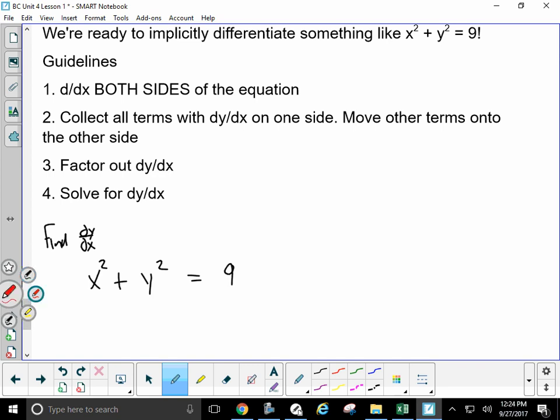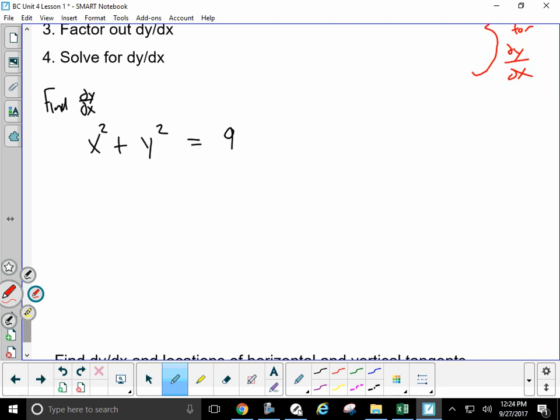Now, here's the procedure. But it's really simple. First step is just to take the derivative. You can consolidate the second step to just be algebraically solve for dy dx. Consistently, what we will end up doing is collecting all terms of dy dx on one side, move the other terms to the other side, factor out a dy dx, and divide. I'll show you what that looks like, maybe not for this one, but for the next one, okay?